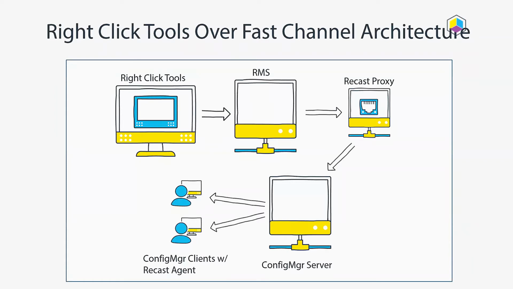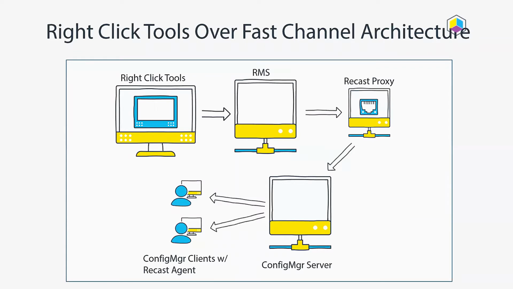As far as architecture, how does the right-click tools over Fast Channel work? It all starts with the right-click tools pointed at Recast Management Server. Inside the Recast Management Server, we have this concept called routes, and we added this new Config Manager Fast Channel route into it that lets you take any actions that are targeted to devices and then send them over to the Config Manager server. And the mechanism by which it does that is through Recast Proxy.